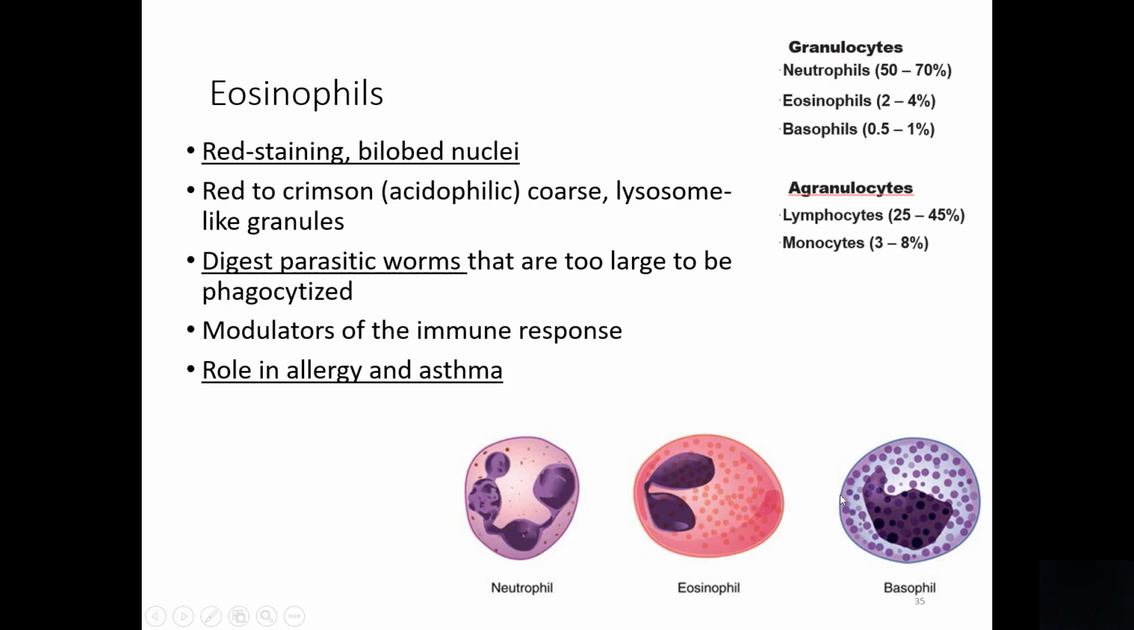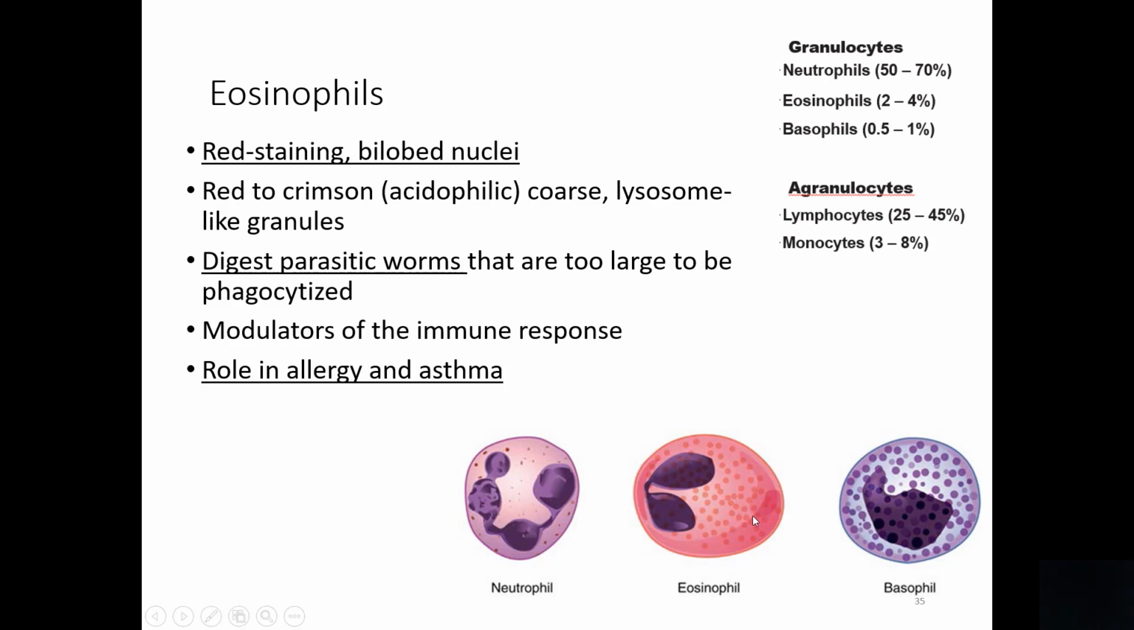Eosinophils, the second ones. We have 2 to 4% of eosinophils out of the total amount of white blood cells. They are usually stained red or sometimes orange-like. They have bilobed nuclei, made of 2 parts connected with each other, and their granules are also red or orange. They have 2 main functions.